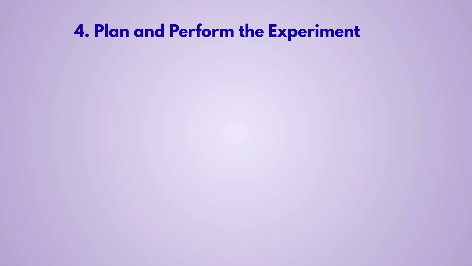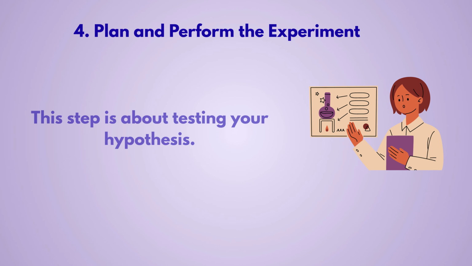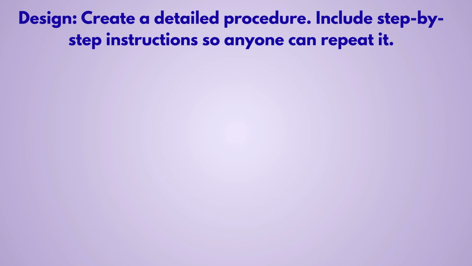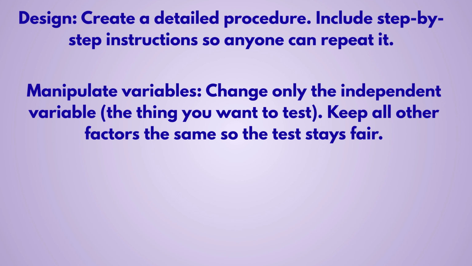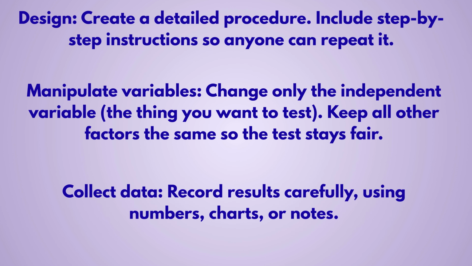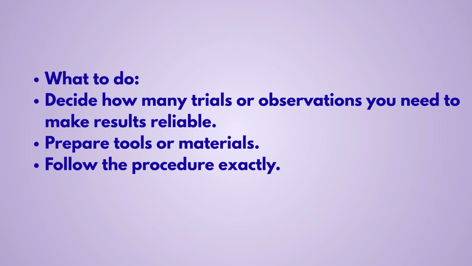4. Plan and perform the experiment. This step is about testing your hypothesis. Design. Create a detailed procedure. Include step-by-step instructions so anyone can repeat it. Manipulate variables. Change only the independent variable, the thing you want to test. Keep all other factors the same so the test stays fair. Collect data, record results carefully, using numbers, charts, or notes. What to do? Decide how many trials or observations you need to make results reliable. Prepare tools or materials. Follow the procedure exactly.